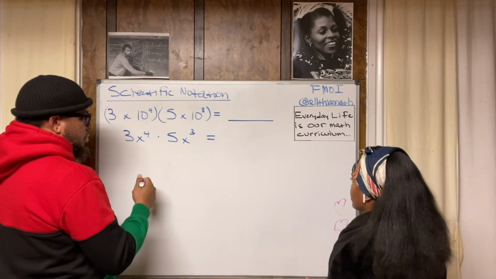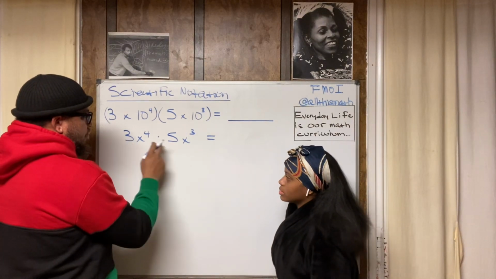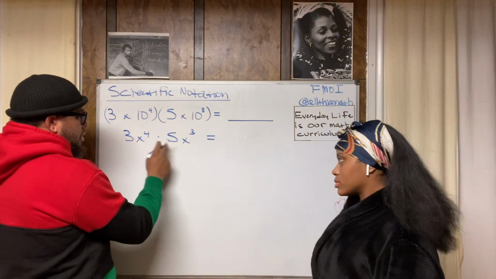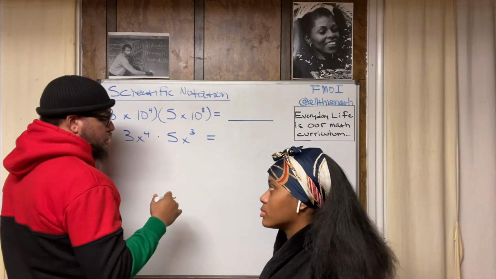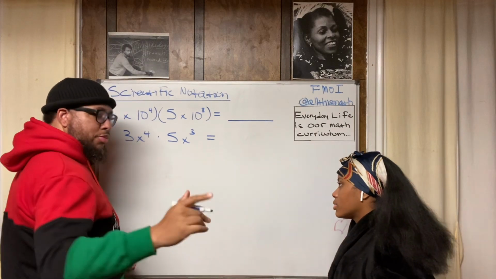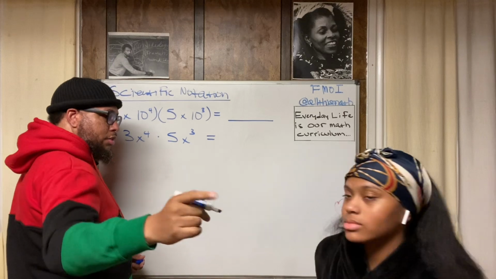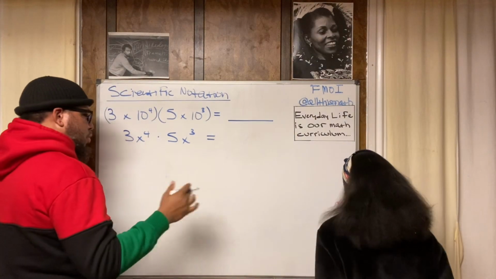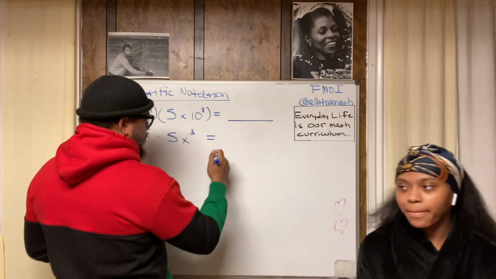I multiply 3 and 5. And those are called coefficients. Say coefficient. Slow it down for the people watching. Coefficient. This is about the audience. What's 3 times 5? 15. So that would be 15.